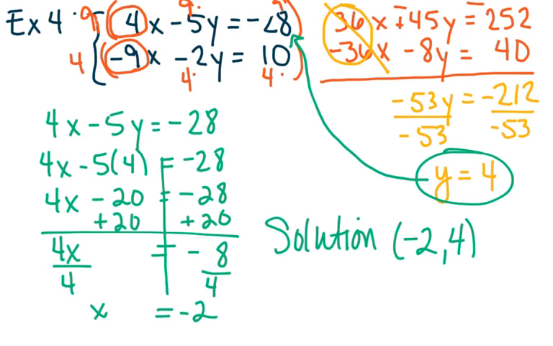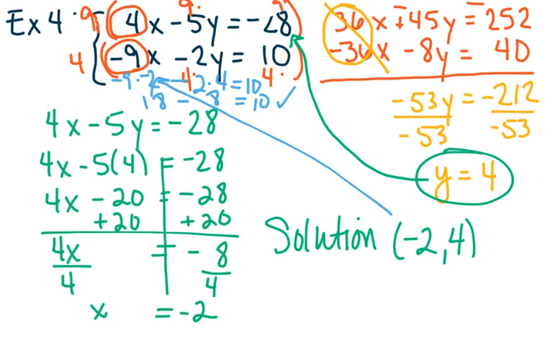So let's just make sure that it works in my second equation here. So I have negative 9 times my x value, negative 2, minus 2 times my y value of 4, and I want to know that that equals 10. So we get 18 minus 8, and that does equal 10, so I know I'm correct.